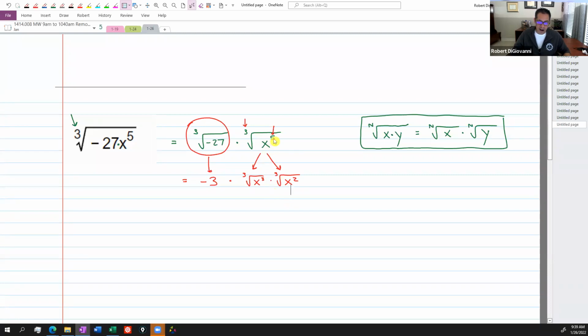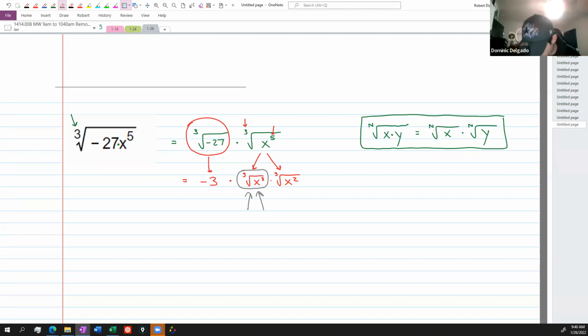Because this is a 5 and that's a 3, I want to rewrite the 5 as a 3 and a 2. So if I put these back together, I would get the x to the 5th. But by splitting them apart, I'm going to be able to use the property that this is equal to what? Dominic, what do we have there? What does that part right here turn into using the property from just a little bit earlier? Property from earlier. What is the cube root of x cubed?